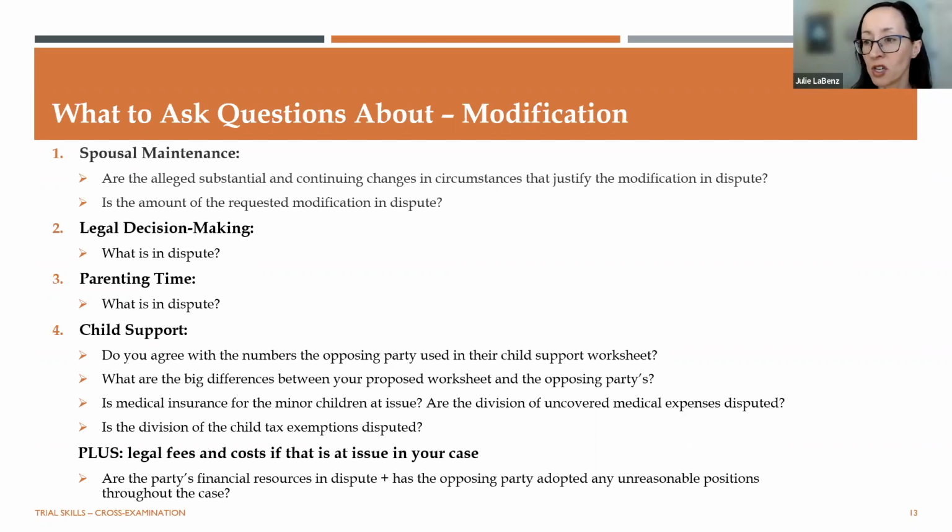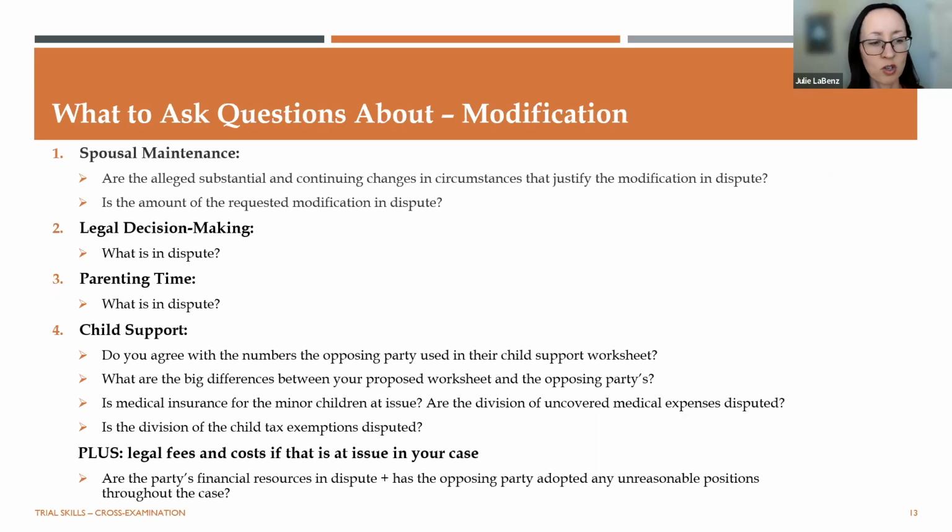Have you reviewed my affidavit of financial information? Yes. Did you see that there is not an additional $250 in my budget? Yes. Do you agree that I do not have the financial resources to pay you additional spousal maintenance? So looking at what's in dispute, crafting questions around that.